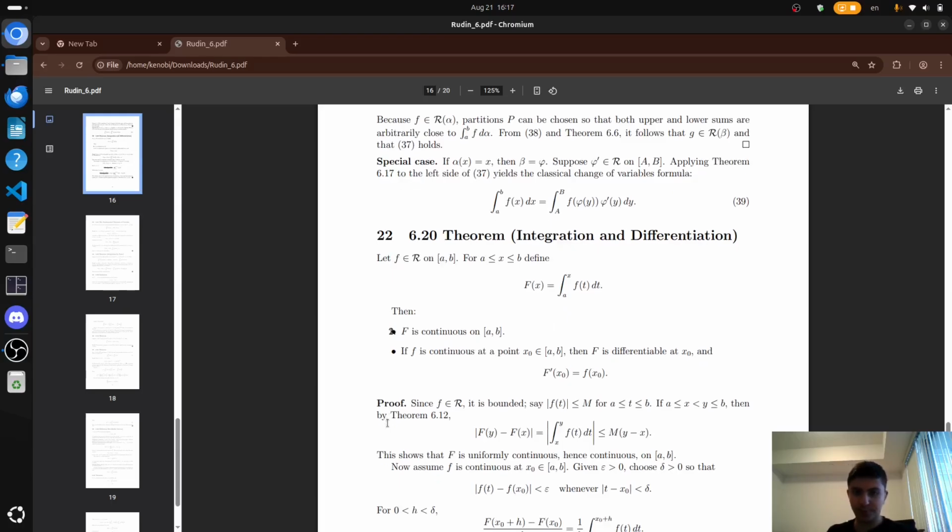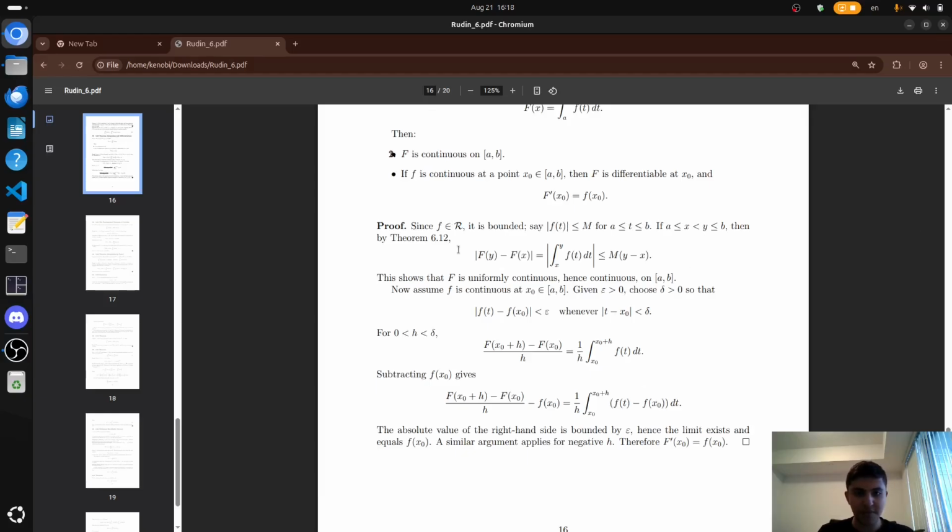Theorem 6.20, integration and differentiation. Right now we want to get to the fundamental theorem of calculus. That's our point. So let f be in R on [a,b]. For a ≤ x ≤ b, define F(x) equal to the integral from a to x of f(t) dt. Then F is continuous on [a,b]. If f is continuous at a point x0 in [a,b], then F is differentiable at x0, and F'(x0) is equal to f(x0). So we're showing that the integral is actually the antiderivative.